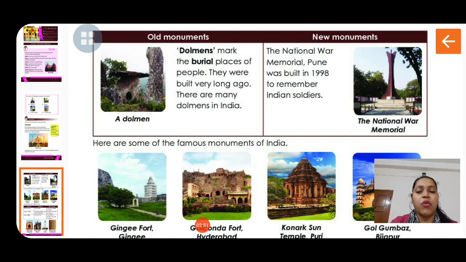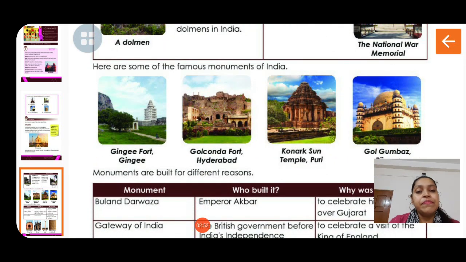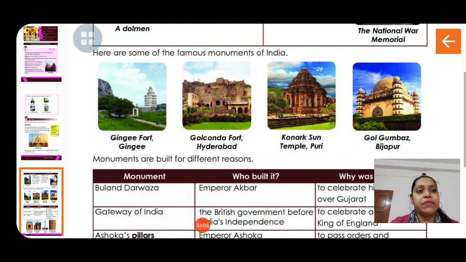National War Memorial. Then pictures of some famous monuments of India have been shown, like the Jinji Fort, which is in Jinji, Golconda Fort of Hyderabad, Konark Sun Temple of Puri, and Gol Gumbaz of Bijapur. Then children, in this lesson we come to the very important topic, that monuments are built for different reasons.